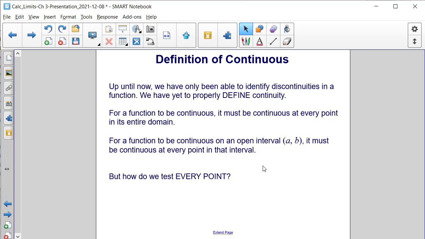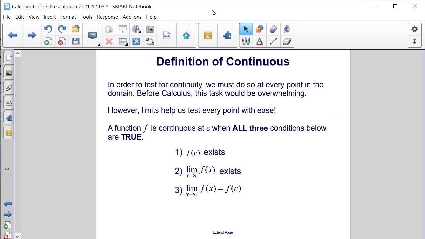But how do we test every point? In order to test for continuity, we must do so at every point in the domain. Before calculus, this task would be very overwhelming. However, limits help us to test every point with ease.